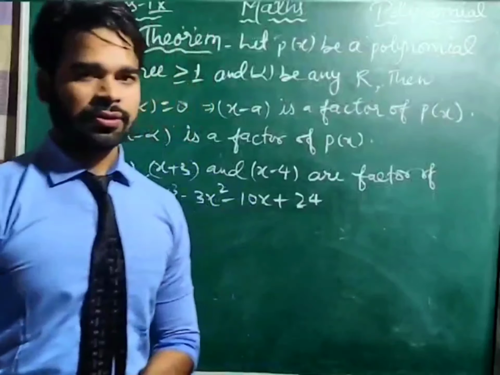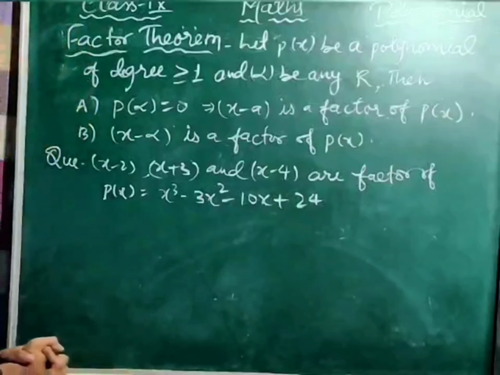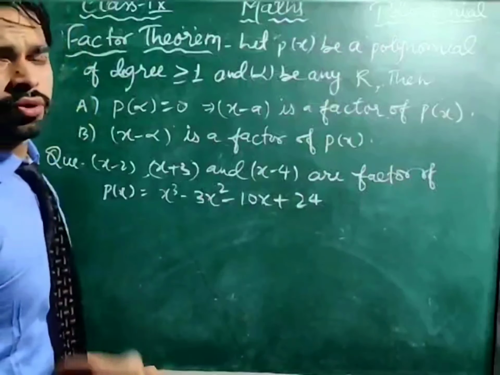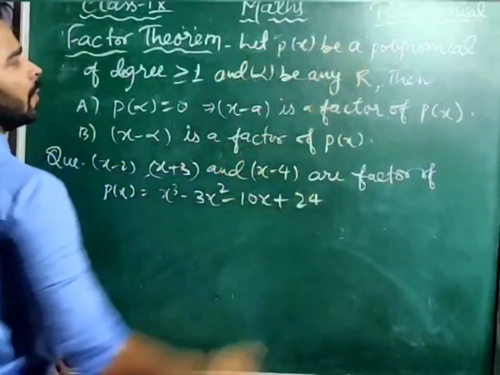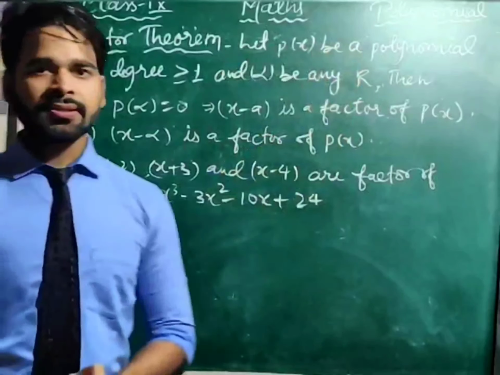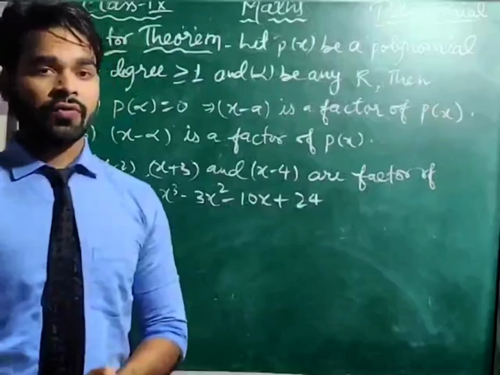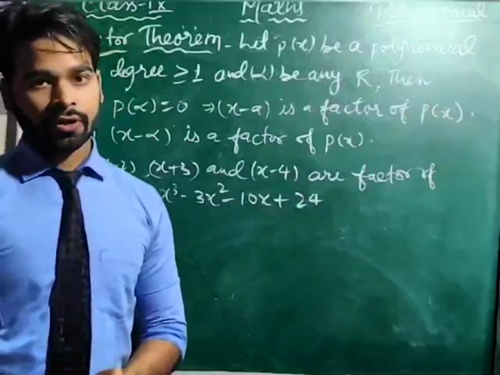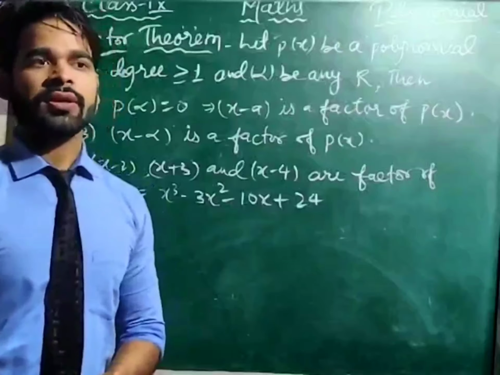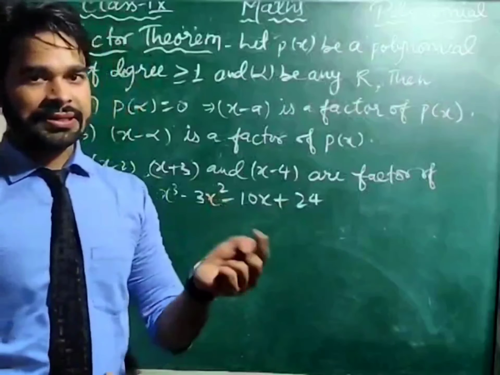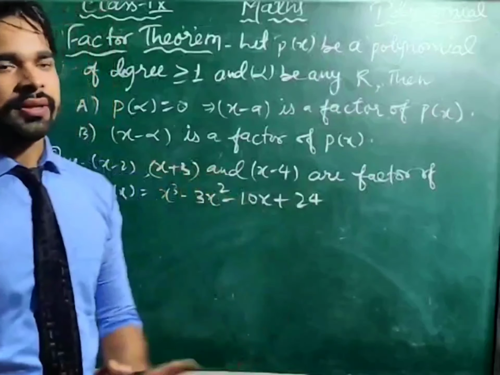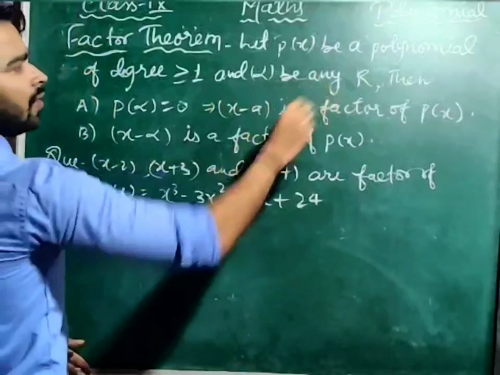Now we will see the factor theorem. It is also similar to the remainder theorem, in which we say let P(x) be a polynomial whose degree is greater than or equal to 1. It means the degree can be 1 also. In the remainder theorem we saw that the degree is always greater than 1, but here the degree is equal to 1 or greater than 1, and alpha is any real number.